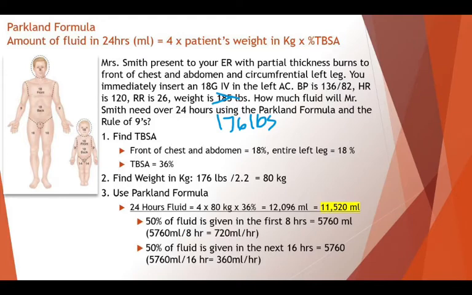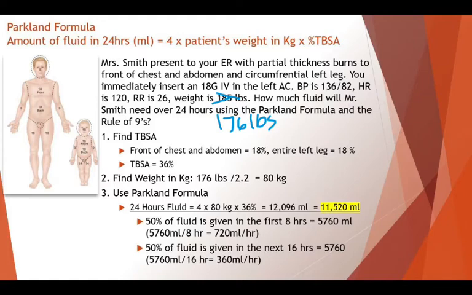So we do 4 times 80 times 36 to figure out our total 24-hour volume. And our total 24-hour volume is 11,520. We give the first half of that in the 8 hours, which means we are going to give almost 6 liters of fluid in 8 hours. Yes, we are. We are going to throw that fluid in. So be sure that you read your question on the test. So this is how much fluid will Mr. Smith need over 24 hours? We stop right there at 11,520, and that is your answer.